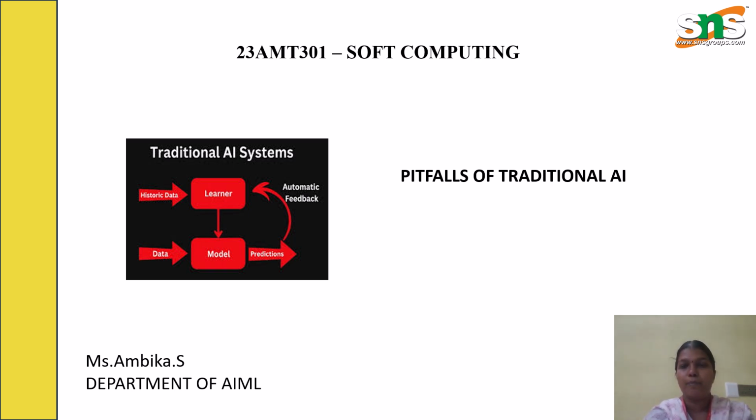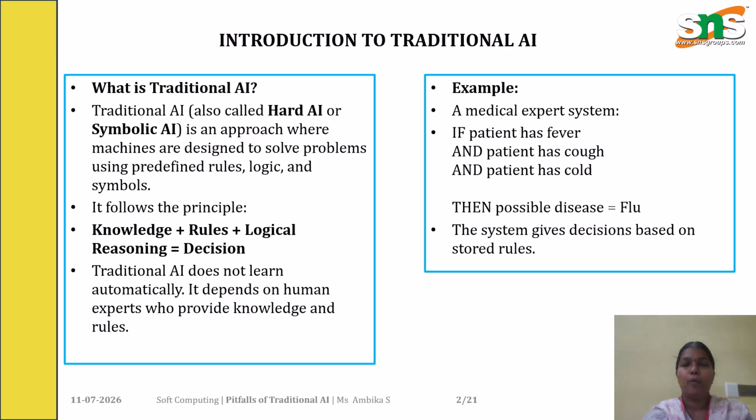Today we are going to discuss the pitfalls of traditional AI in soft computing. What do you mean by traditional AI? It is also called hard AI or symbolic AI, which is an approach where machines are designed to solve problems based on predefined rules, logic, and symbols. It follows principles like knowledge, rules, as well as logical reasoning to make decisions. It does not learn automatically. It mainly depends on human experts who provide the knowledge and rules.